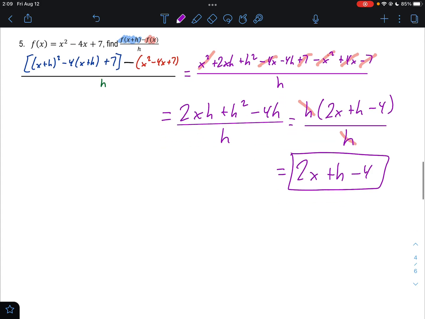There are 2 more problems on the next slide that I would like you to pause this video at this point, try on your own, and then you can come back and check your answer. You can also check the key that will be posted on Schoology for the answers to those last 2. But go ahead and pause this video right now, try those 2 problems, come back when you've tried them.